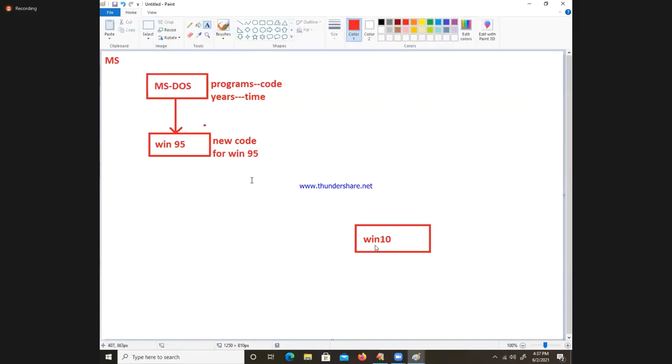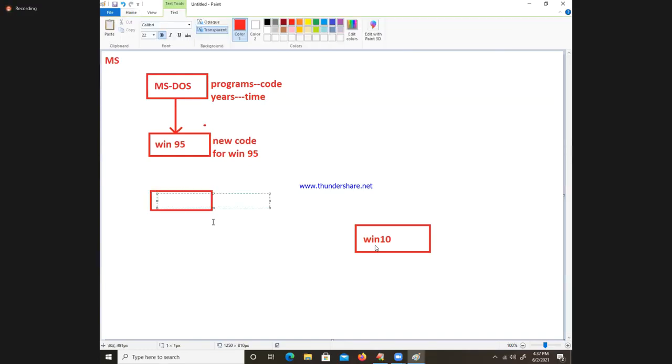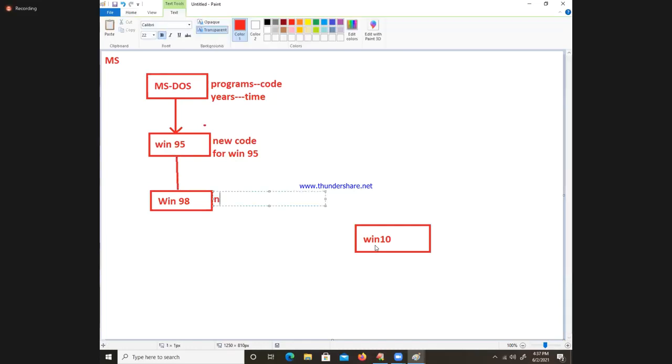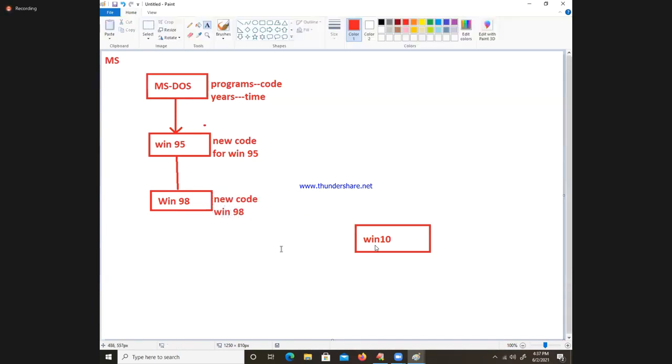Next, what they did in later days, after a few years, after 1 year or something, if I'm correct, Windows 98 came. These are all our old OSs. So Windows 98 is carrying Windows 95 plus MS-DOS also. They are carrying the Windows 95 code as it is, but they wrote new code for Windows 98 only.